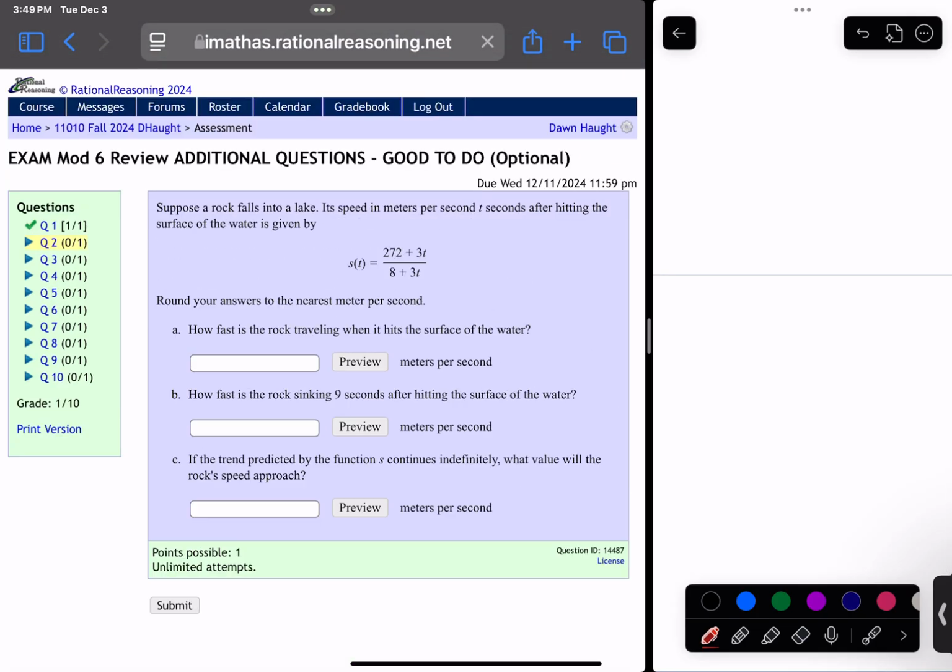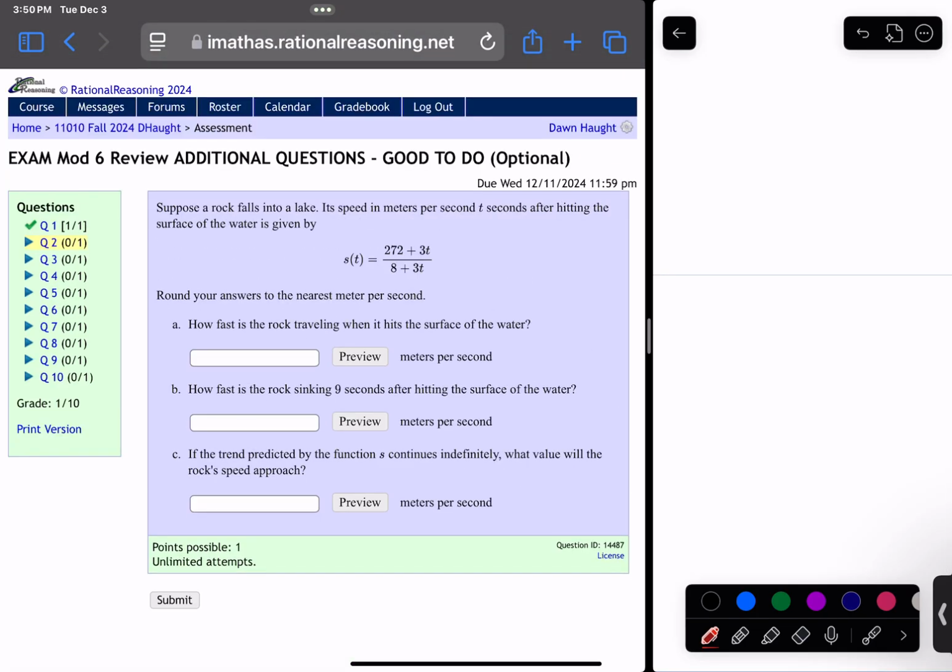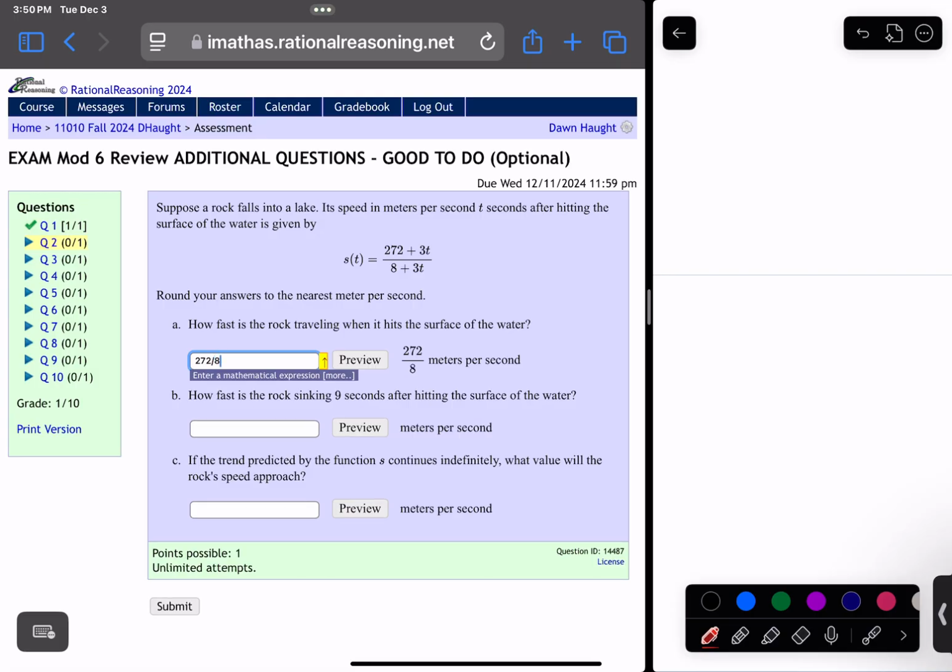That's a good question too. We've got the same question. How fast is the rock traveling when it hits the surface of the water? Remember, that's just at time 0. If you plug in 0, you get 272 divided by 8, which is an exact 34. So you can put 34 now or leave it. How fast is the rock sinking after 9 seconds?